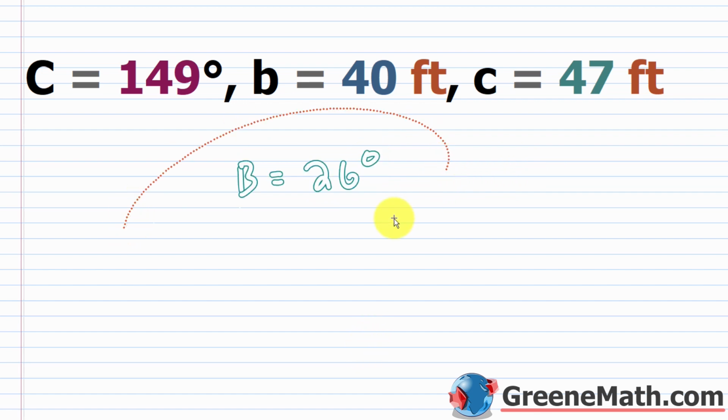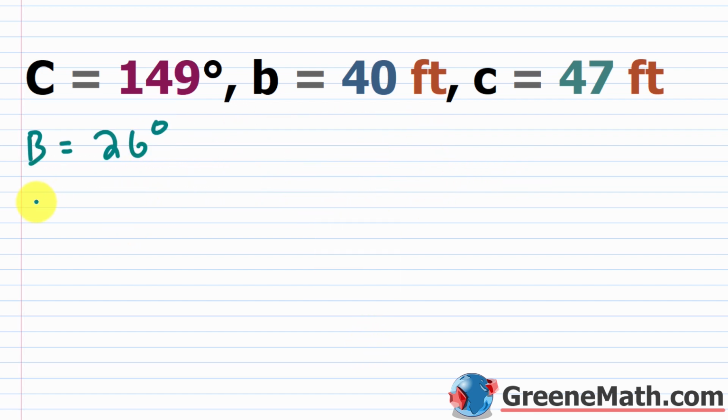Okay, so knowing that there's only one triangle, I can immediately say that the measure of angle A is going to be 180 degrees minus 149 degrees minus 26 degrees, and that's going to be 5 degrees. So now I have my 3 angles and I have 2 sides.